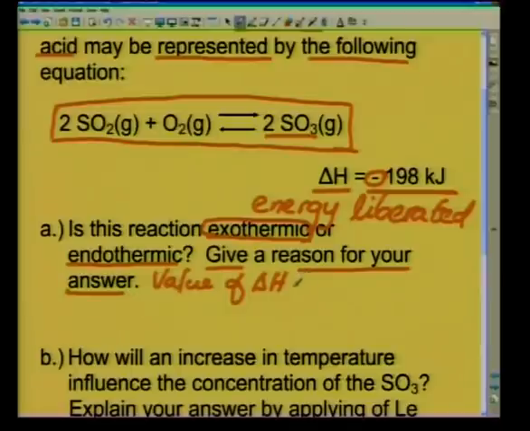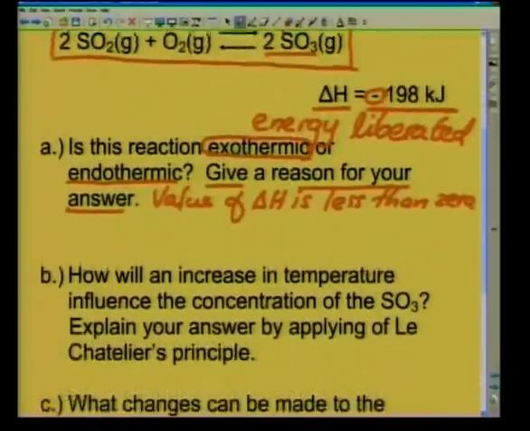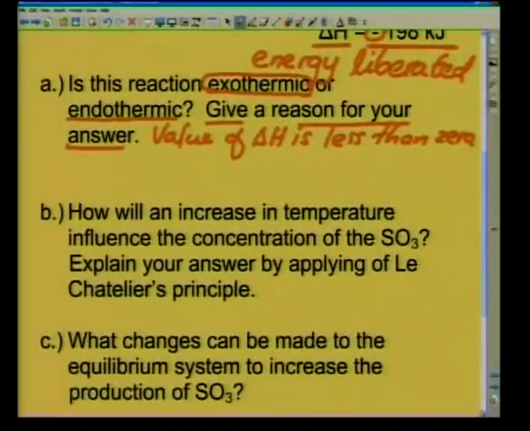Value of delta H is less than 0. Negative. Less than 0. Okay. Now let's move on to B. How will an increase in temperature, now we are changing temperature, influence the concentrations of SO3?